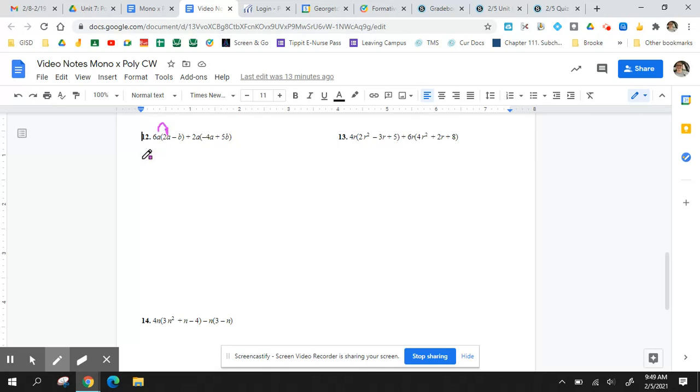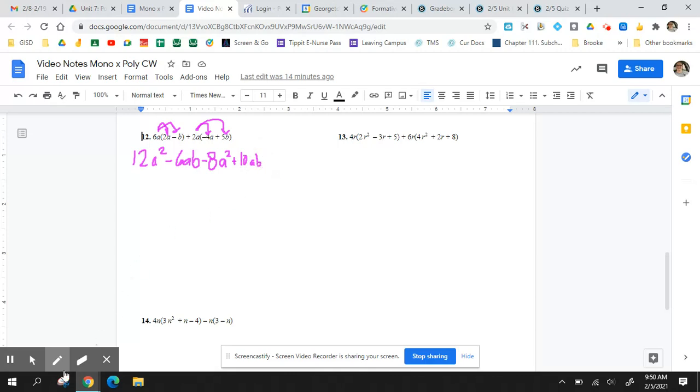So 6a times 2a is 12a squared. And 6a times b is minus 6ab. And then now we go with a whole new thing. So 2a is multiplying. So we get negative 8a because that's a negative 4. And a is going to be squared. And then 2a times 5b is 10ab.